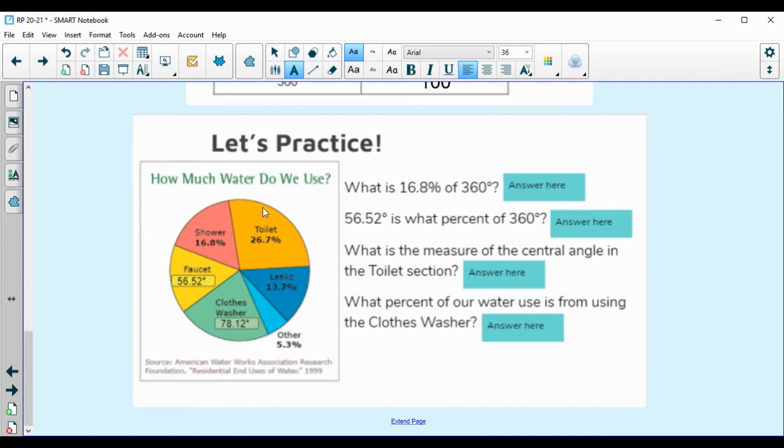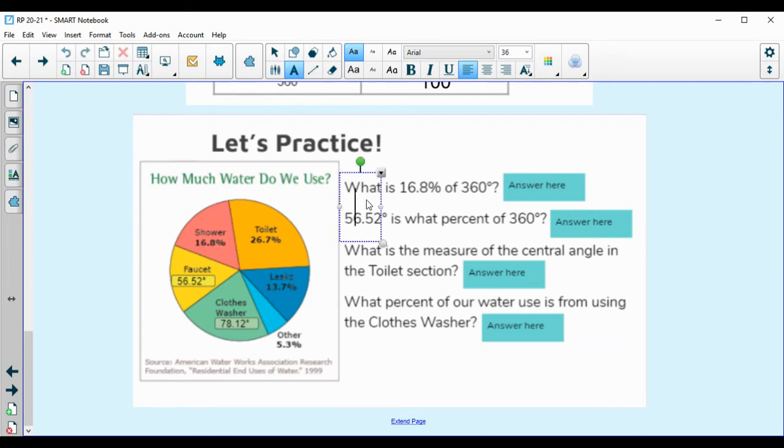So here we have a circle graph. I know that all of these sections together, their degree measures would equal 360 degrees. I also know all of their percents added together would equal 100%. So the 16.8 comes from the amount of our water use that comes from the shower.